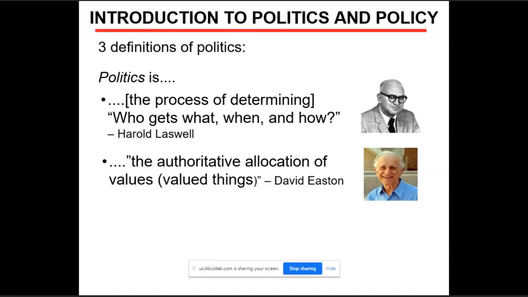What's the connection then, given what we've said, between Lasswell's definition and Easton's definition? Are they saying the same thing, or are they saying something different? They're essentially saying the same thing, aren't they? Okay, so what's the connection? The values or the valued things in Easton's definition correspond to what part of Lasswell's definition? The what. The values or the valued things in Easton's definition are the what of Lasswell's definition. Who gets the valued things, how they get them, when they get them. That's politics. That make sense?